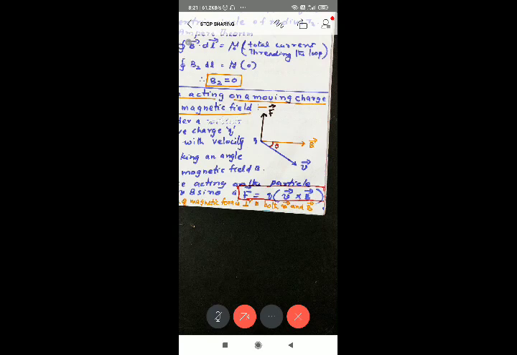Then what is the direction of thumb? Vishal, what is the direction of thumb? Upwards or downwards?